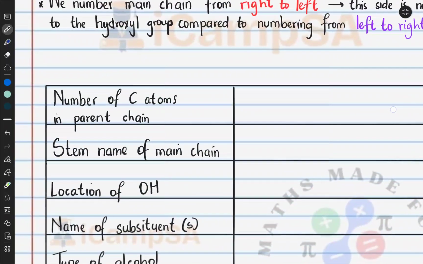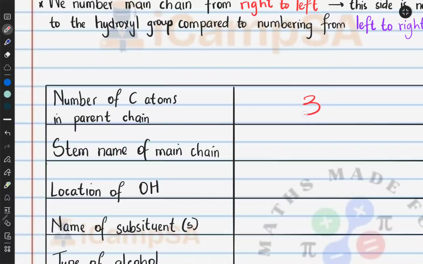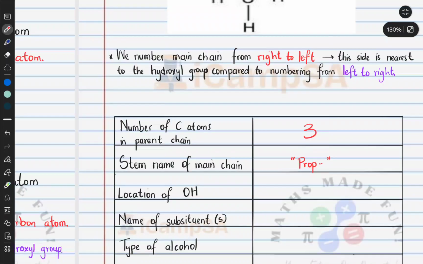So we'll start with the number of carbon atoms in the parent chain. We find that there were 3. The stem name, as a result, for this carbon chain would have to be prop. Why? Because there are 3 carbon atoms. And if you remember from our table of stem names, we had 1 to 10, 1 being meth, 2 being eth, 3 carbon atoms being prop, 4 carbon atoms being but, and all the way to 10, where 10 carbon atoms would have to be dec, right?